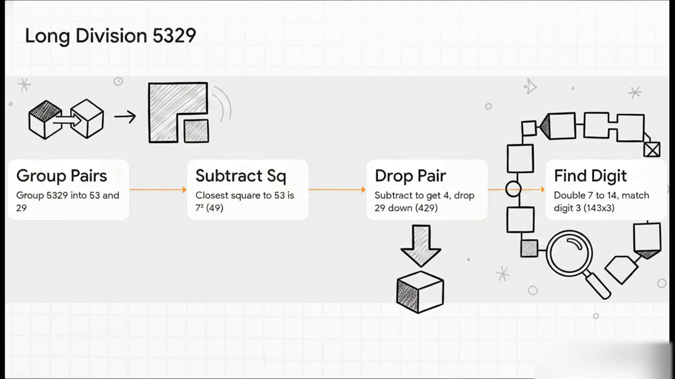Next, double that initial 7 at the top to get 14. Now find the matching digit to attach to 14. If we test the digit 3, we get 143 times 3, which equals exactly 429. The remainder is 0. We look at the top, and our square root is 73. So brilliant and so structured.